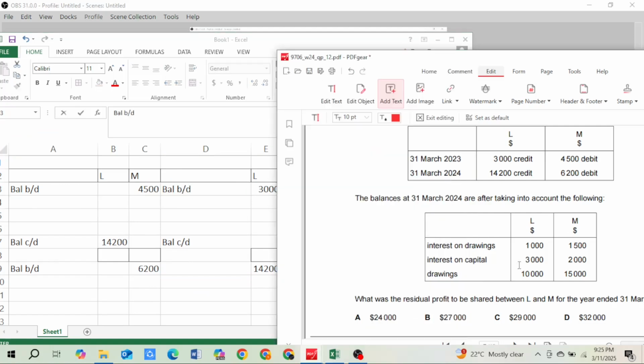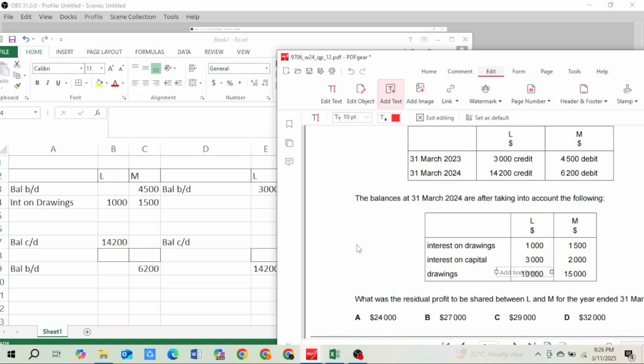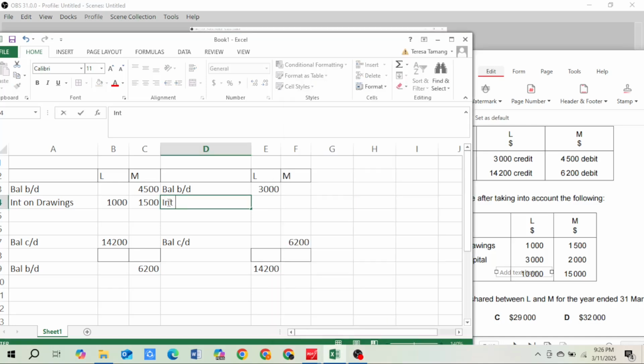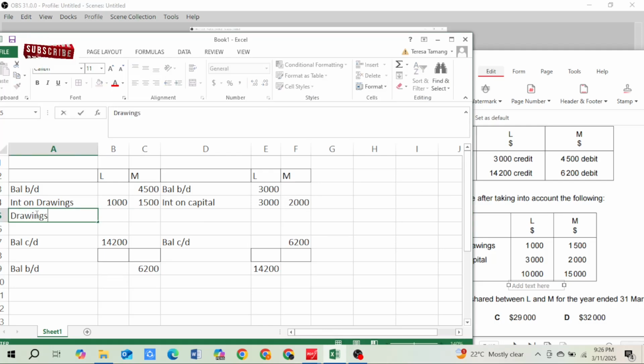And now during the year, interest on drawings is 1,000 and 1,500. Okay, so in the current account we'll write down interest on drawings, which is 1,000 and 1,500. And then the second one is interest on capital. So interest on capital we'll write down here. Interest on capital is 3,000 and 2,000. Then the last one is drawings. Okay, so drawings we write on the debit side, which will decrease my capital balance, 10,000 and then 15,000.